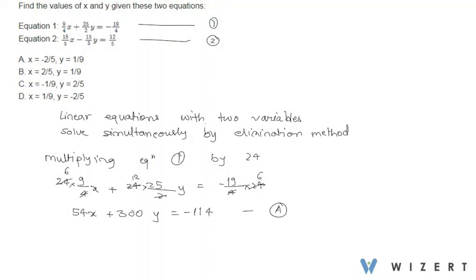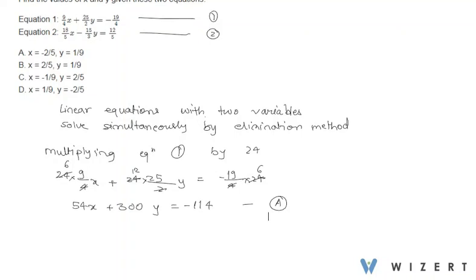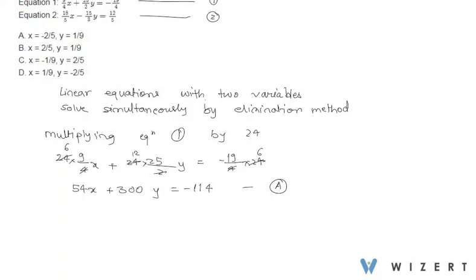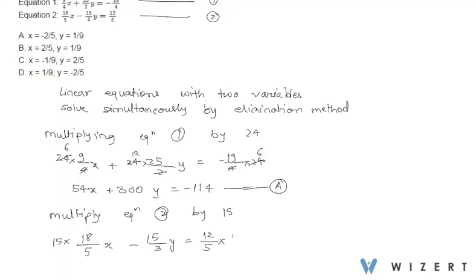Now multiplying the second equation with 5 3s are 15. So let's see. Multiply equation 2 by 15. So that gives us 15 into 18 by 5x minus 15 into 15 by 3 into y equal to 12 by 5 into 15. There has to be a 15 here.